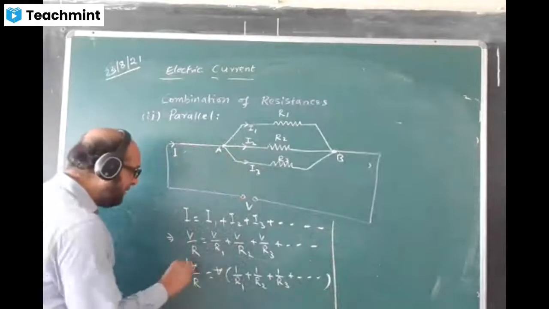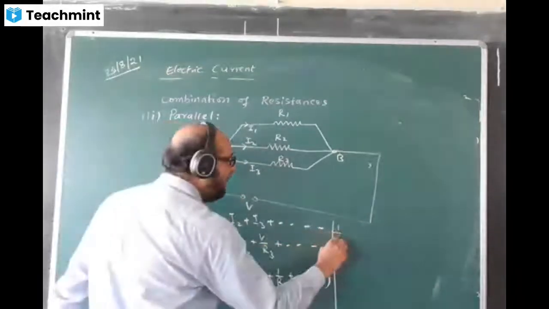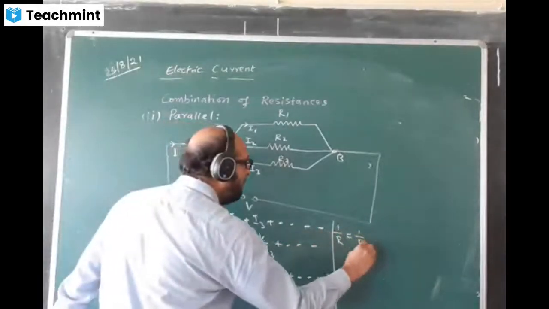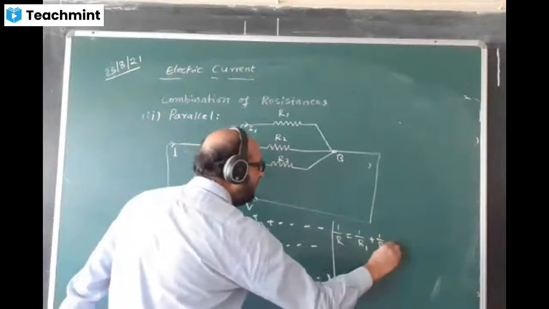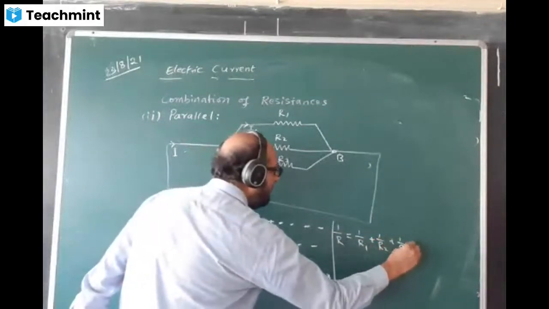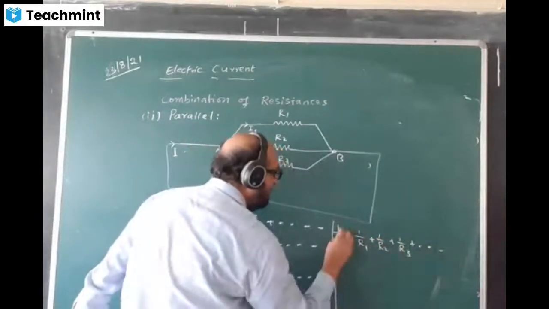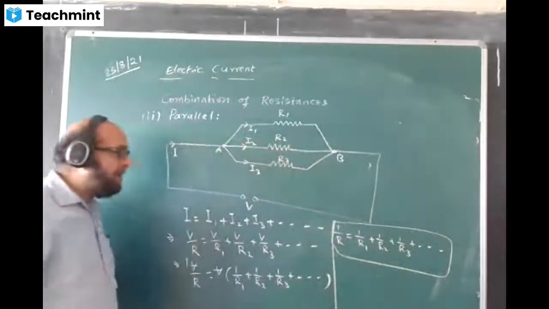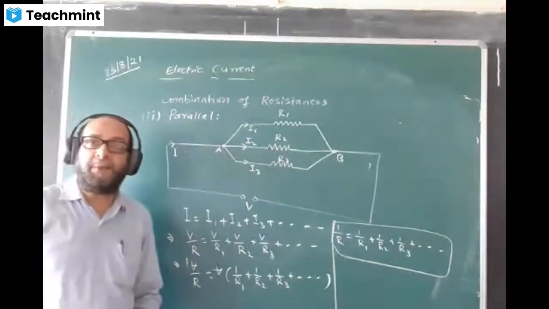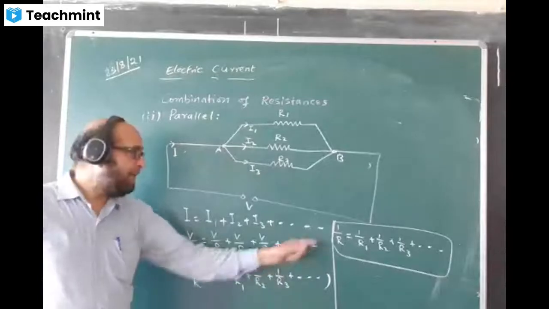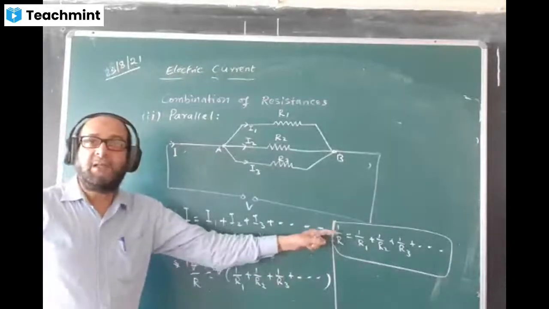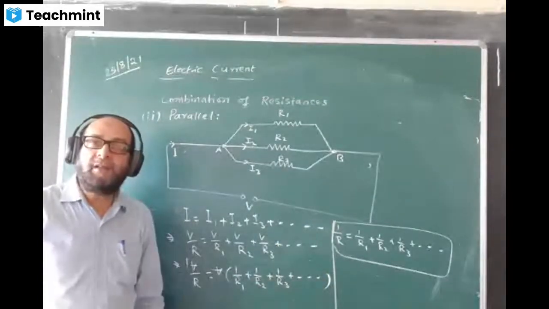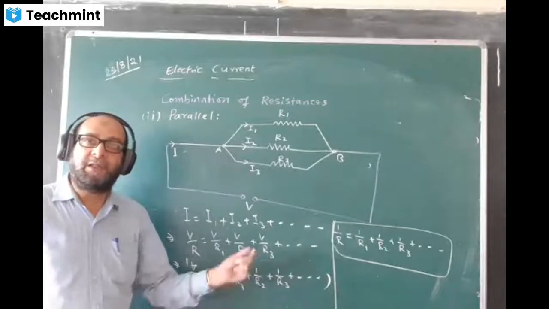This V and V cancel. Here you get 1 by R is equal to 1 by R1 plus 1 by R2 plus 1 by R3 and so on. This is the formula in this case. In parallel, we have the formula in a reciprocal way: the reciprocal of the total resistance is equal to the sum of the reciprocals of each of the resistances.